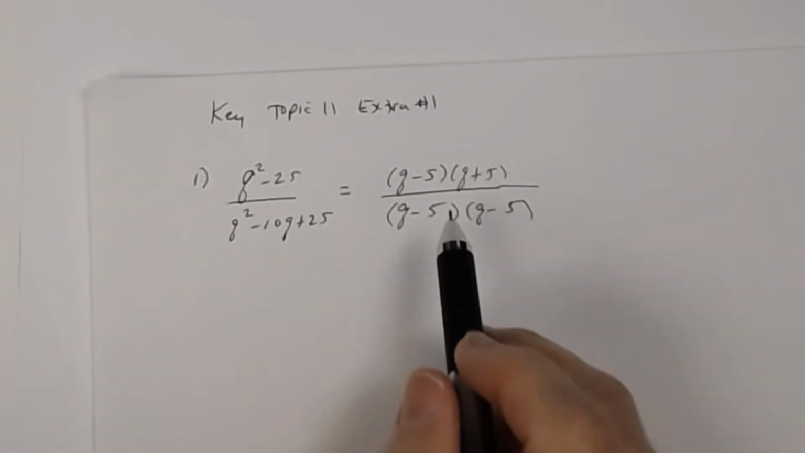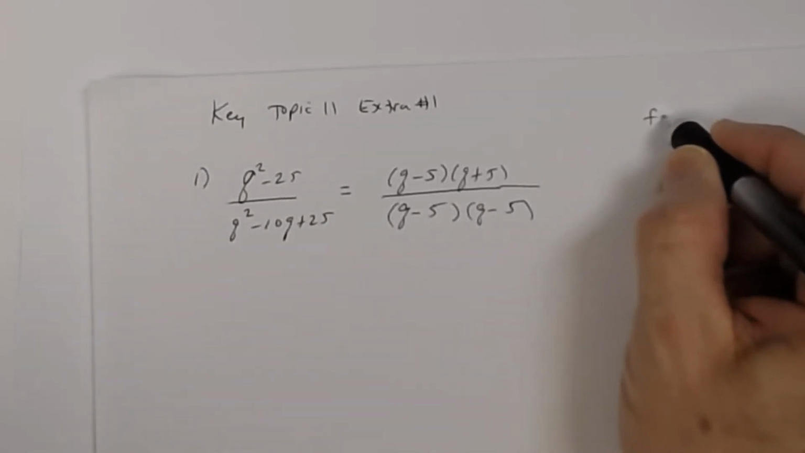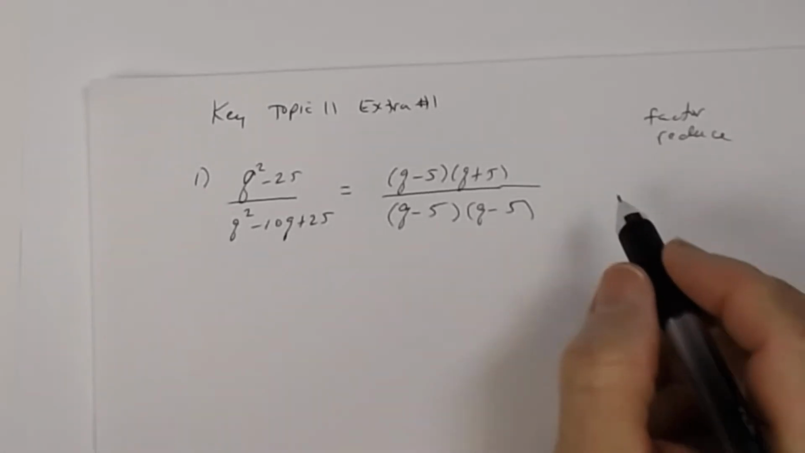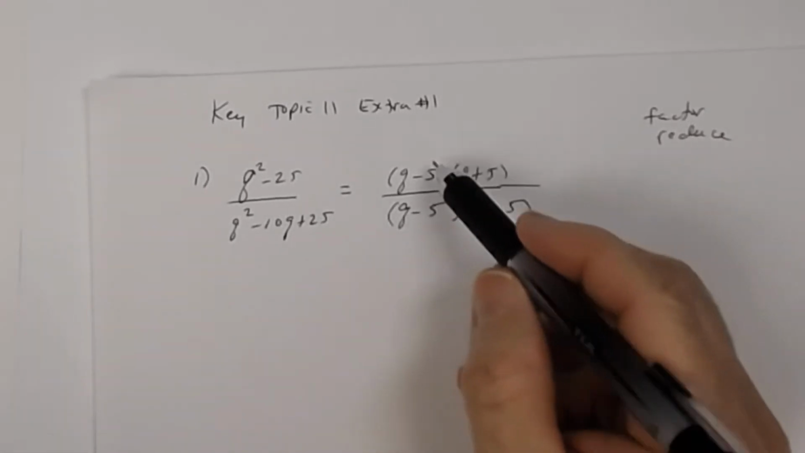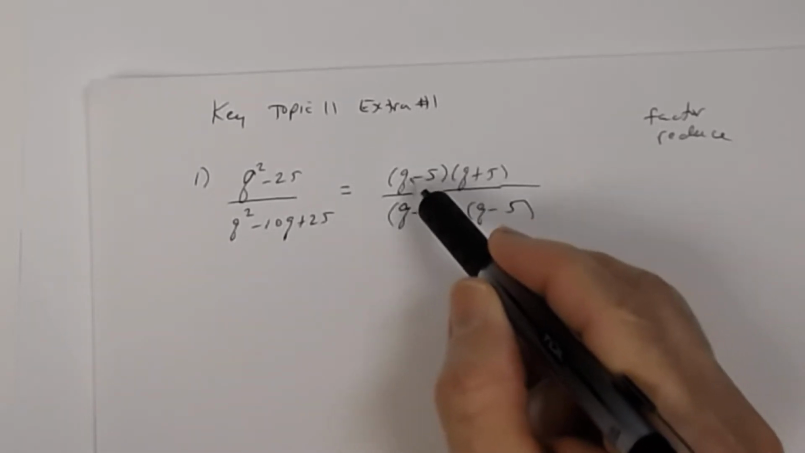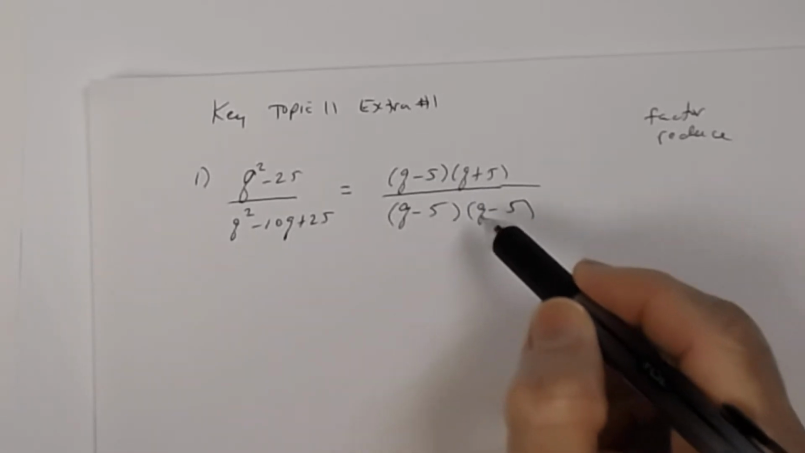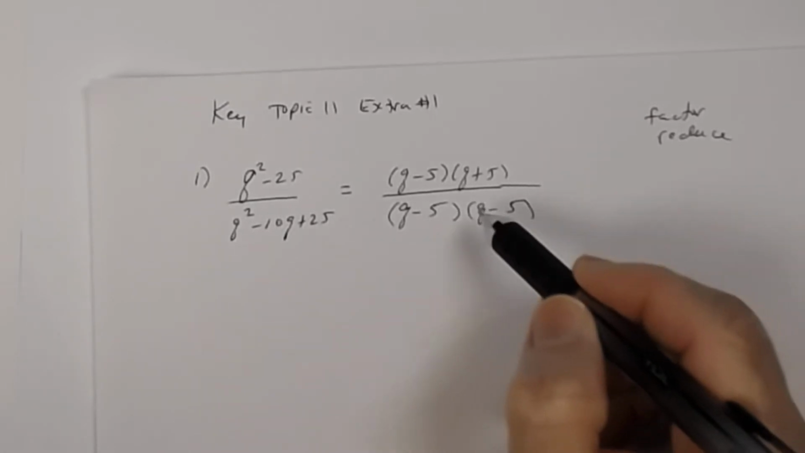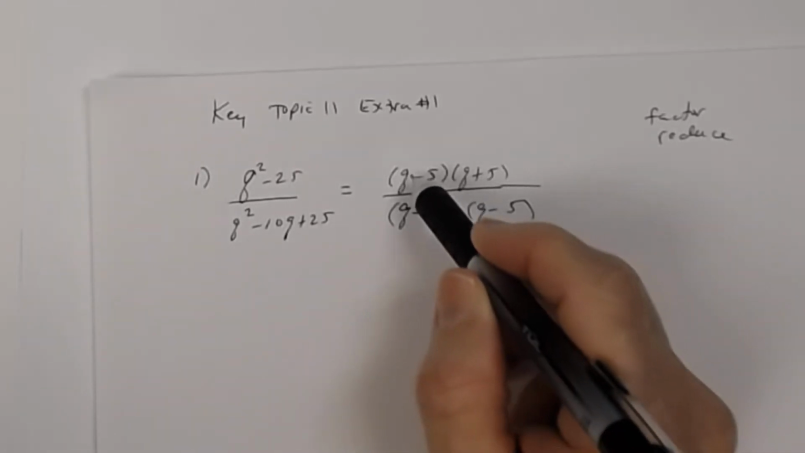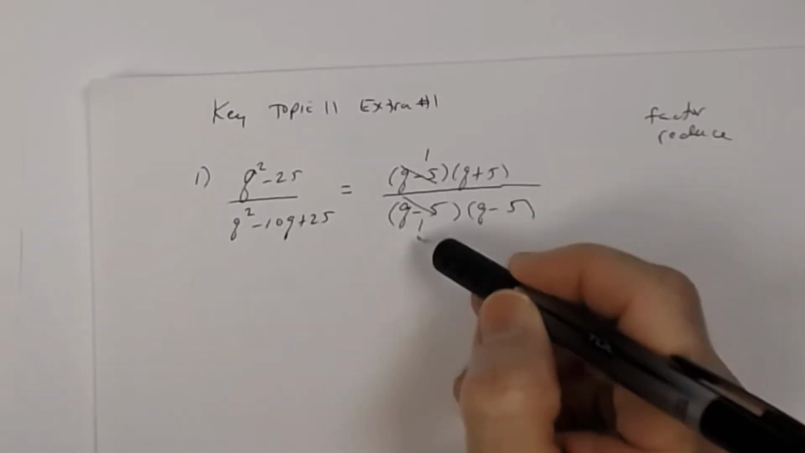All right, once you factor, the next step is to reduce. So remember, your steps are going to be factor and then reduce. Okay, so I've factored, now I'm going to reduce. Now when you reduce, you're looking for common factors. So if you look at that first factor in the numerator, that factor is q minus 5. You will notice there are two factors of q minus 5 in the denominator. So you can reduce one of them because there's only one in the numerator.